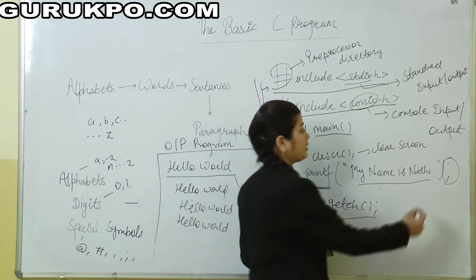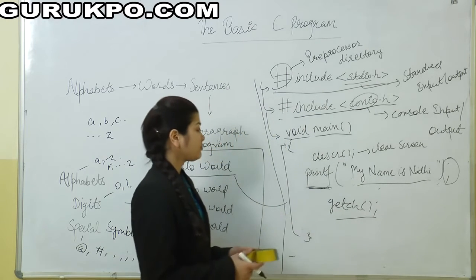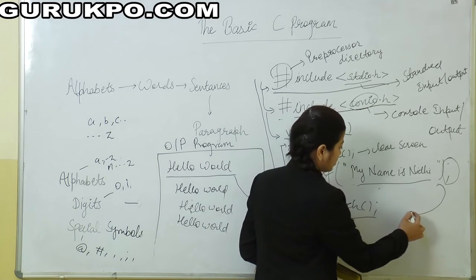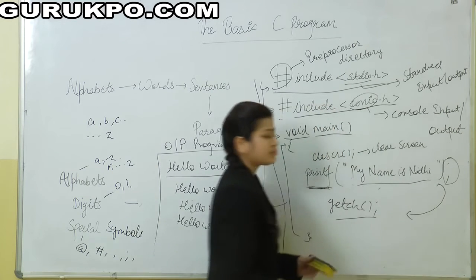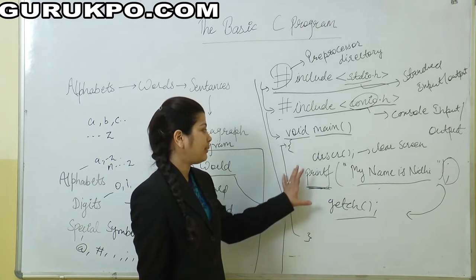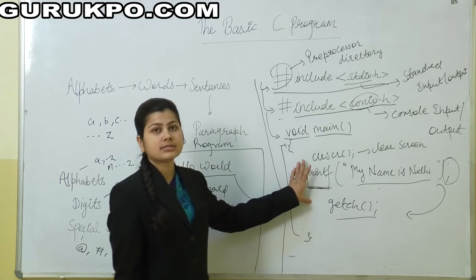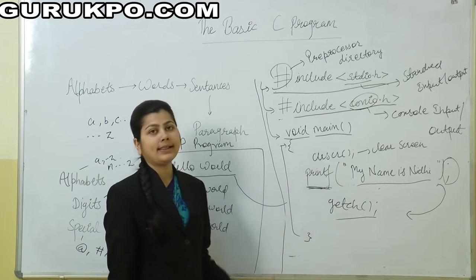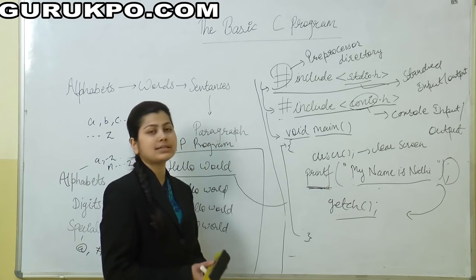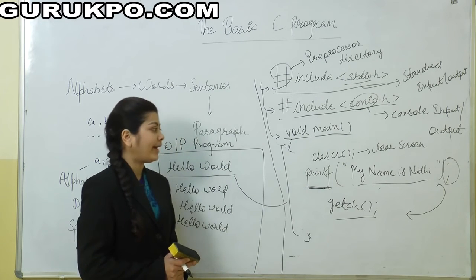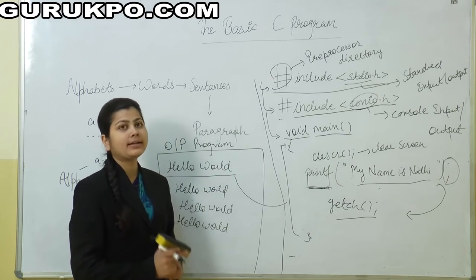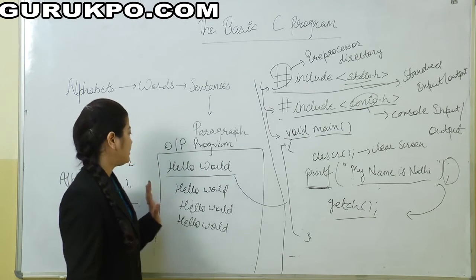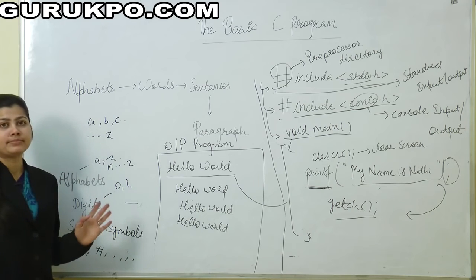When the compiler finds the semicolon, the control breaks to the next line. The control comes to the next line because the purpose of the semicolon in C is to end the line. So when the compiler finds the semicolon, it knows that the line is finished, and the control comes to the next line. So this is the basic C program.